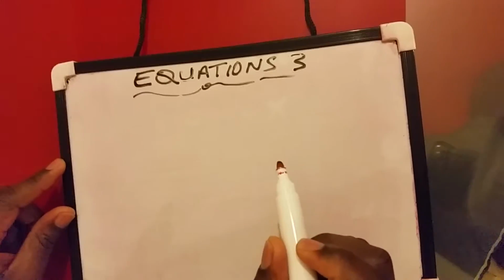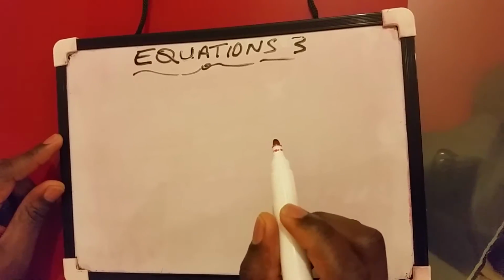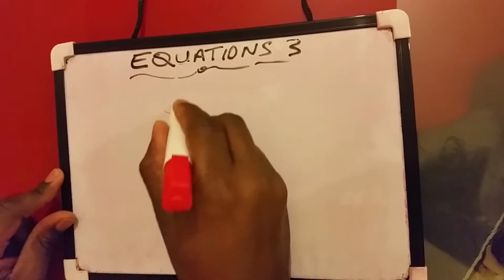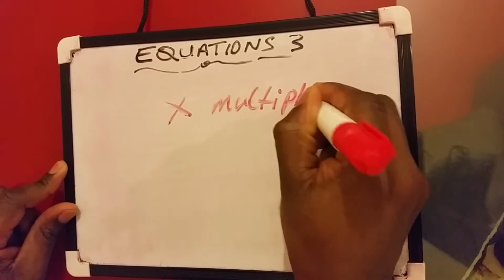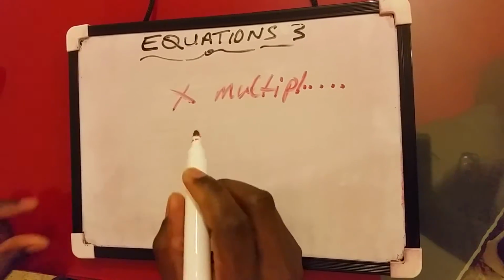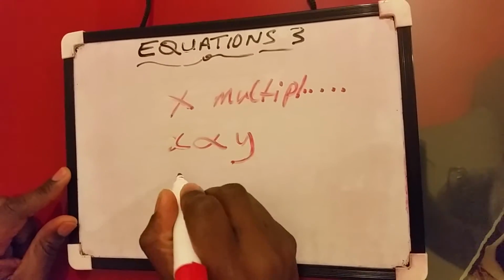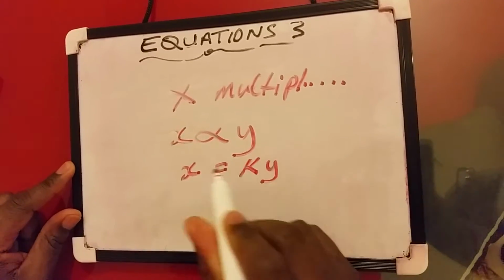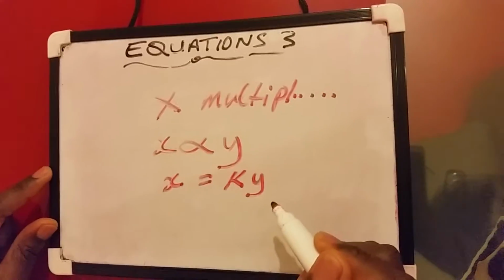Today we'll be looking at equations with fractional powers. But before we can manipulate such equations, we want to look at a method called cross multiplication. Cross multiplication is a method that is used for anything that is directly proportional. So if I say x is proportional to y, it means that x is equal to a constant times y. And anything that is directly proportional, we can use cross multiplication to solve it.